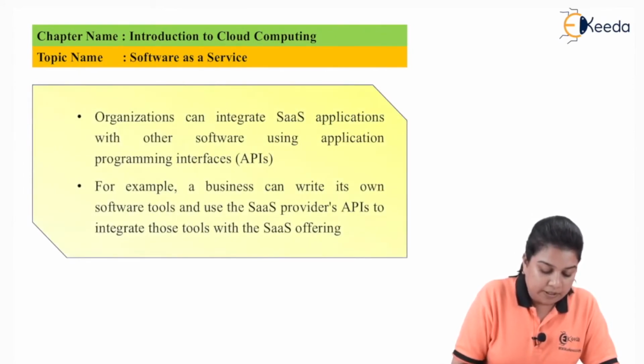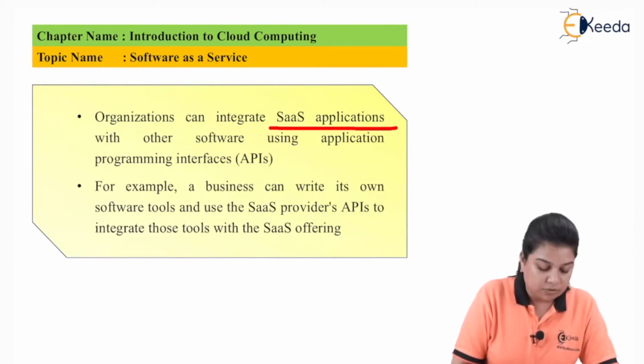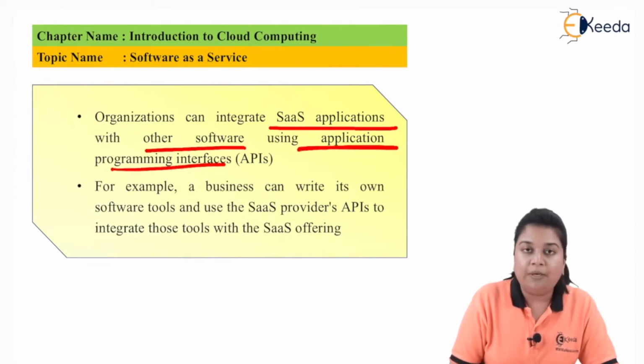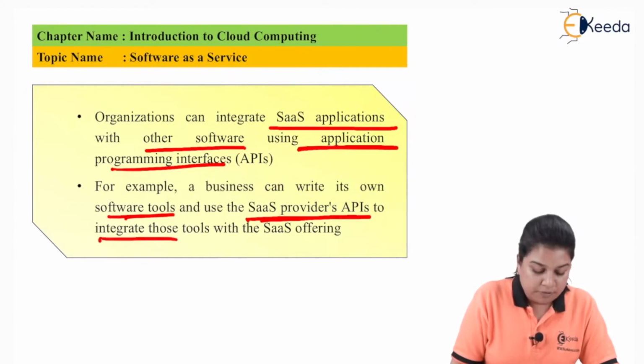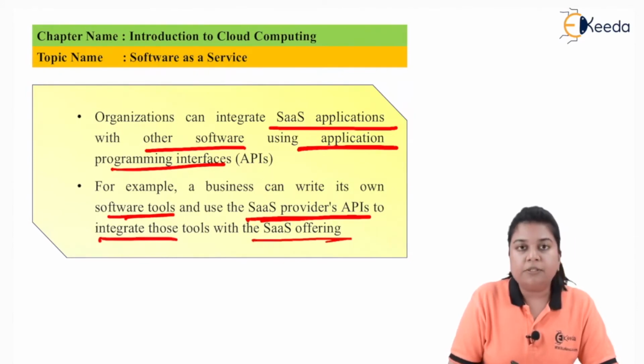Organizations can integrate software as a service applications with other software using application programming interfaces. For example, a business can write its own software tools and use software as a service provider's APIs to integrate those tools with the software as a service offerings.